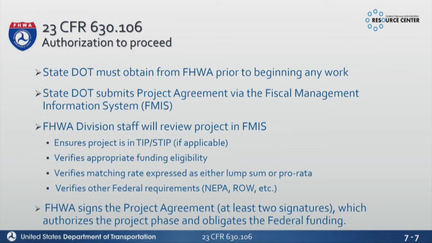And then we're going to check those other requirements. If you're moving to construction, hey, do you have right-of-way cleared? Do you have your NEPA document? We're going to check that stuff. Now, Federal Highway signs a project agreement. We have to have at least 2 signatures in the division, like we said.